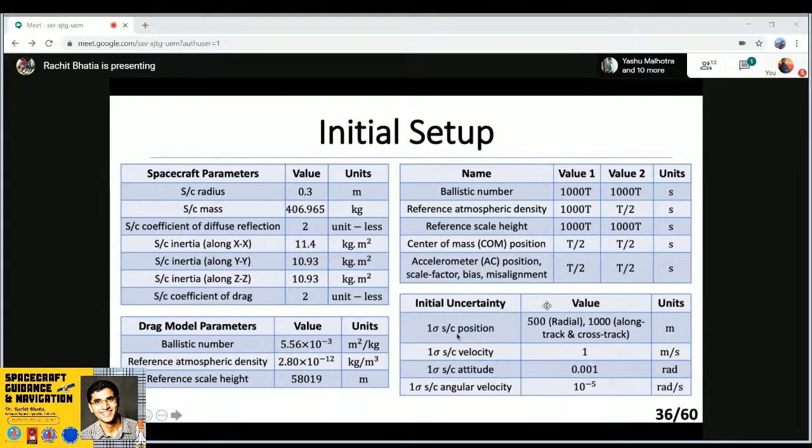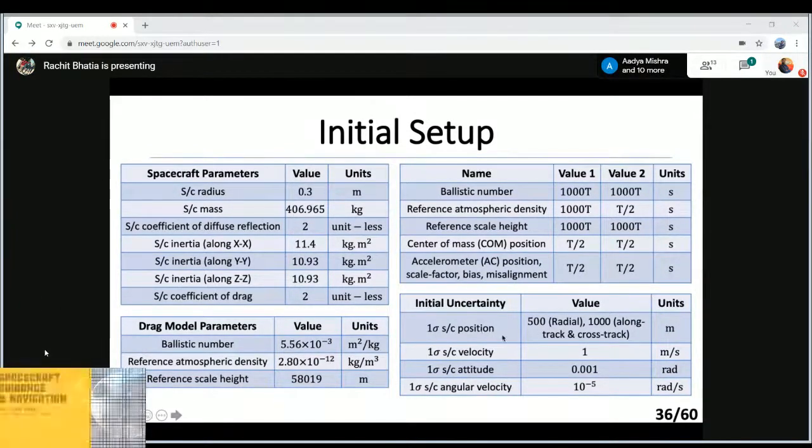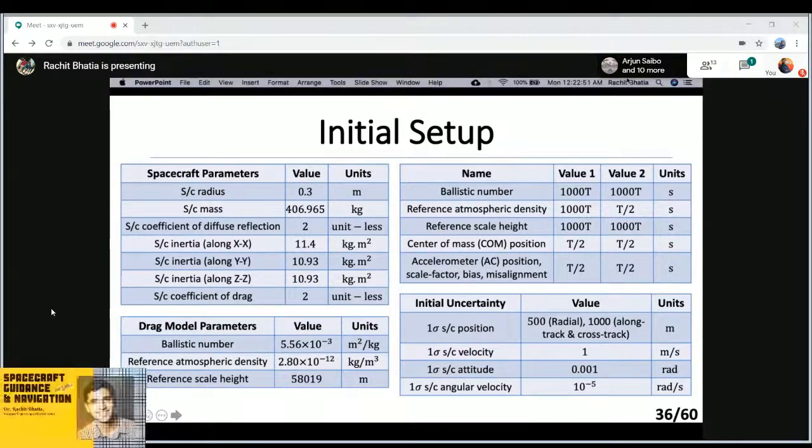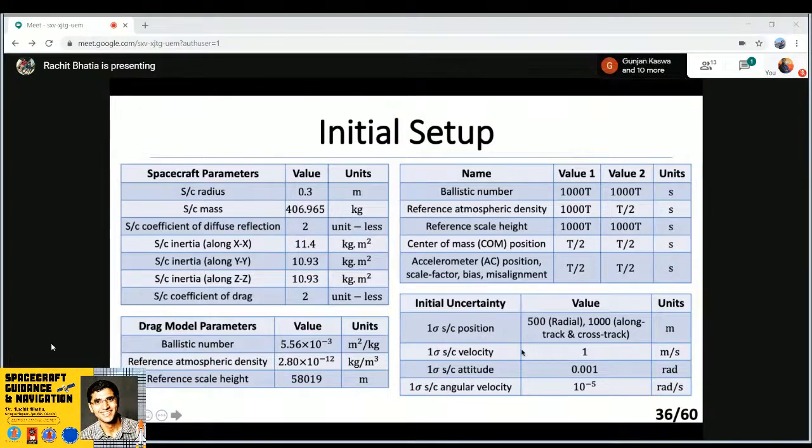And then I also define the initial uncertainty that I was talking to you about. What is my initial uncertainty on spacecraft position? So here I have an initial uncertainty of 500 meters in the radial direction and 1000 meters in along track and cross track. Then my initial uncertainty in velocity is 1 meter per second, and similarly the other values have been listed.